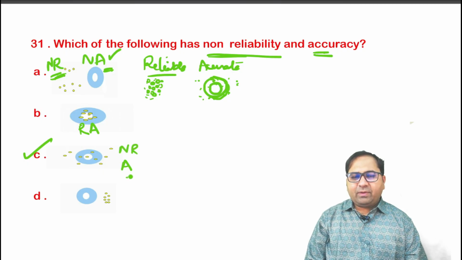So this is not reliable and accurate. Our question was, which of the following was not reliable and accurate? So this is the answer. Now let us see the fourth option.